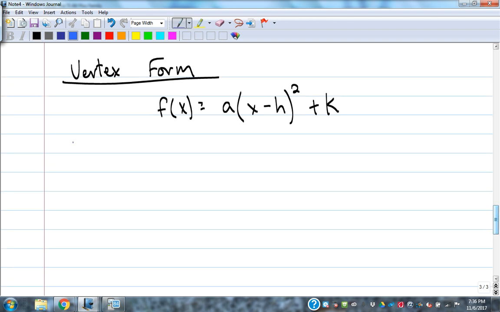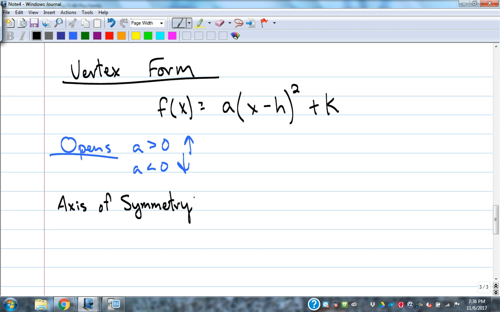Now, which way does it open? If A is positive, it's up. If A is negative, it's down. That doesn't change at all. A is A the whole night. It doesn't change what it does. Now, with vertex form, getting the axis of symmetry is much easier. If it's in this form, the shortcut is it's just x equals h. Whatever's here is what our axis of symmetry is.